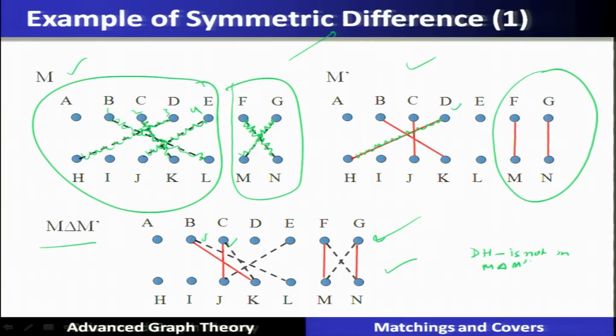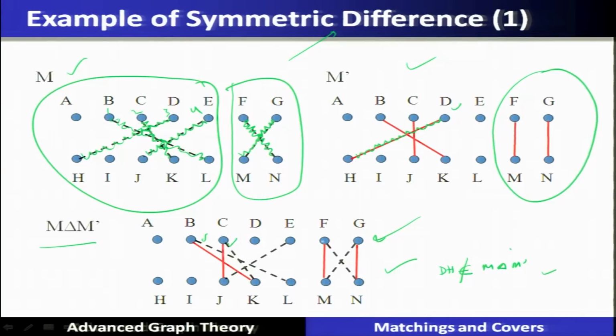Or we can also say that D and H is not in this particular symmetric difference set. So, having computed the symmetric difference of two different matchings in a particular graph, what we will obtain is, you can inspect, there are two components.